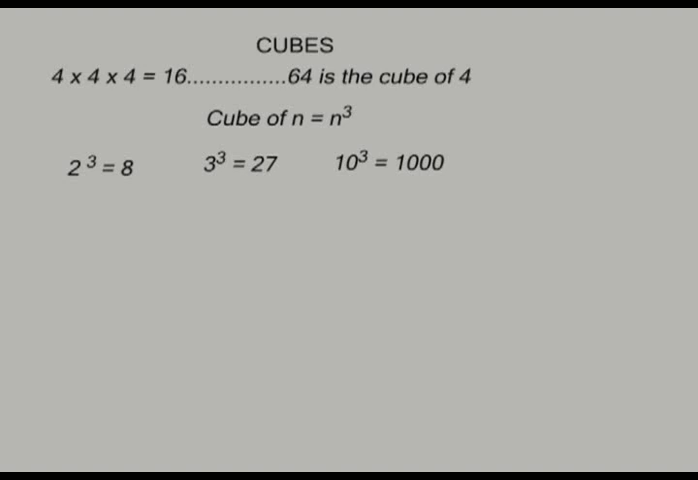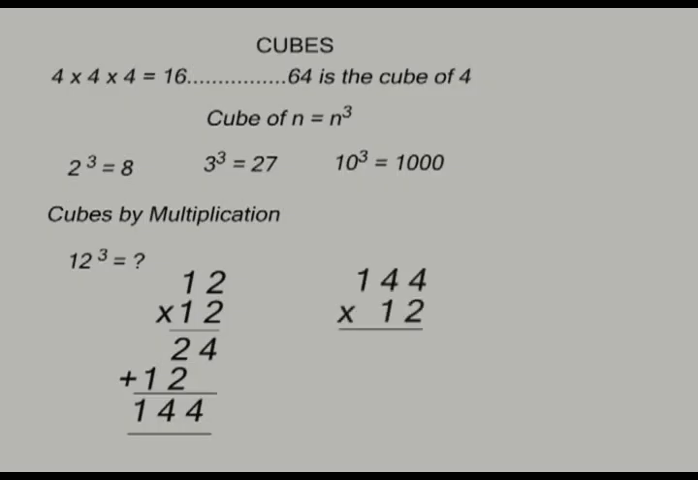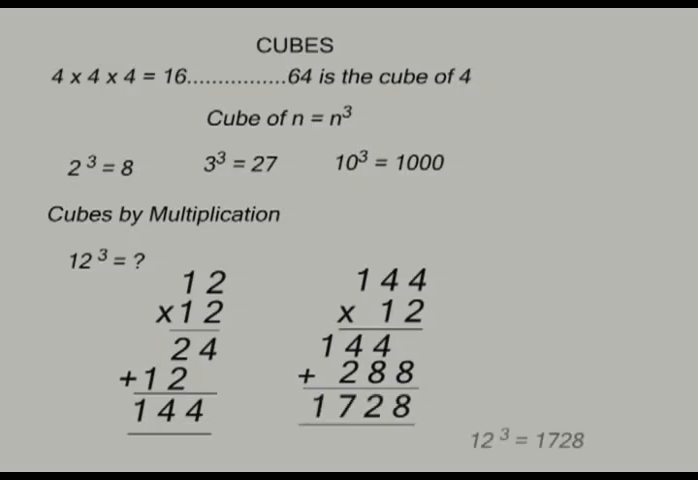One method of obtaining the cube of a number is by direct multiplication. For instance, 12 cubed. We first multiply 12 times 12. So we have 4 and 2, and then 2, 1. And if we add that, we get 144. Then we multiply 144 times 12. If we do that, we get 4, 4 and 1. And then we have 8, another 8 and 2. We add that, we get 1728.